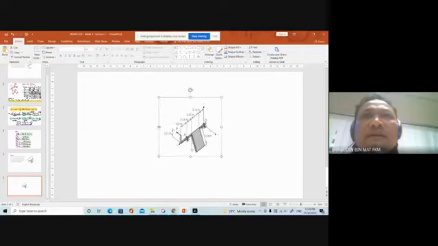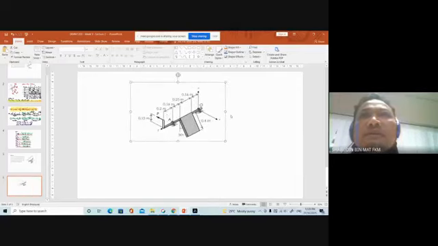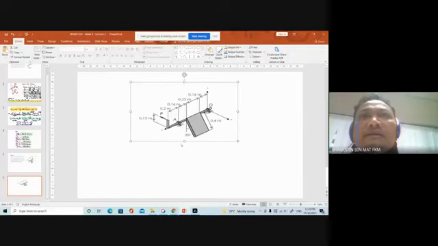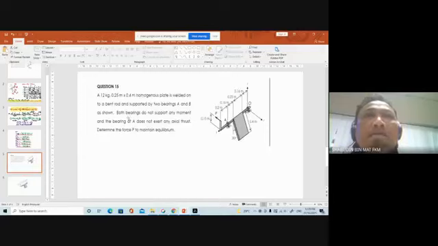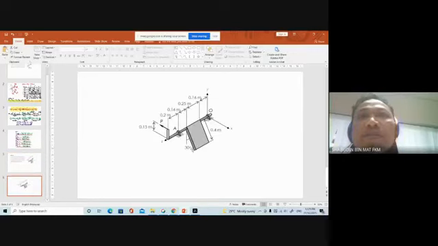Telling you now. The question tells you now that both bearings do not exert moment, and bearing A does not exert any axial force. How many forces upon A?